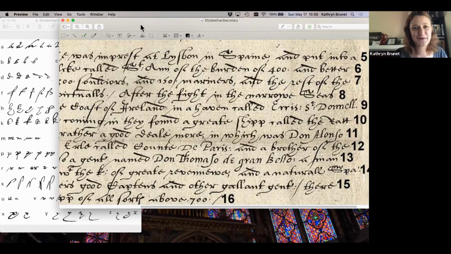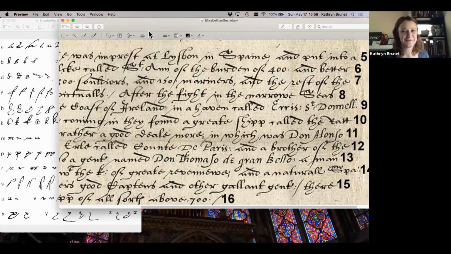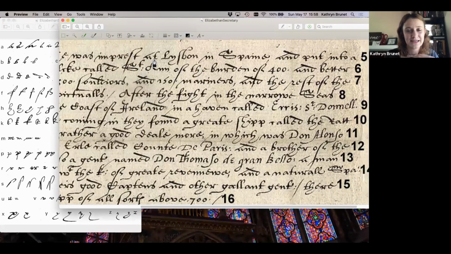Okay, I think we're gonna go over the last part of this document, and then we're gonna call it a day. So you guys have been awesome. All right, so here is our first word. I definitely would not have known this letter off the top of my head, but looking at the Elizabethan ABCs over here, this is one of the ways they can make an A. So this word is at, A-T.